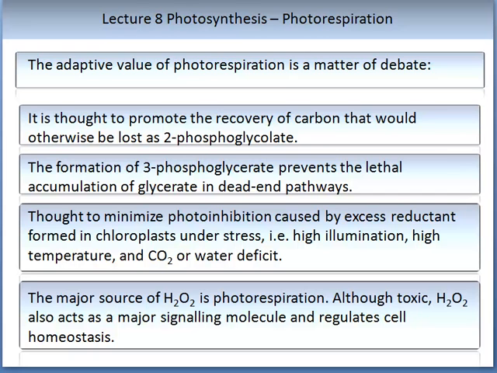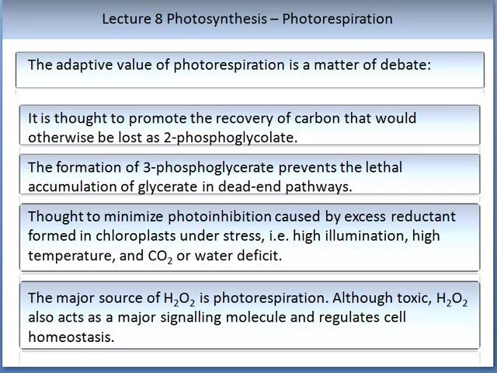The adaptive value of photorespiration is a matter of debate. Firstly, it is thought to promote the recovery of carbon that would otherwise be lost as 2-phosphoglycolate. Secondly, the formation of 3-phosphoglycerate prevents the lethal accumulation of glycerate in dead-end pathways. Thirdly, it is thought to minimize photoinhibition caused by excess reductant formed in chloroplasts under stress, for example high illumination, high temperature and carbon dioxide or water deficit.